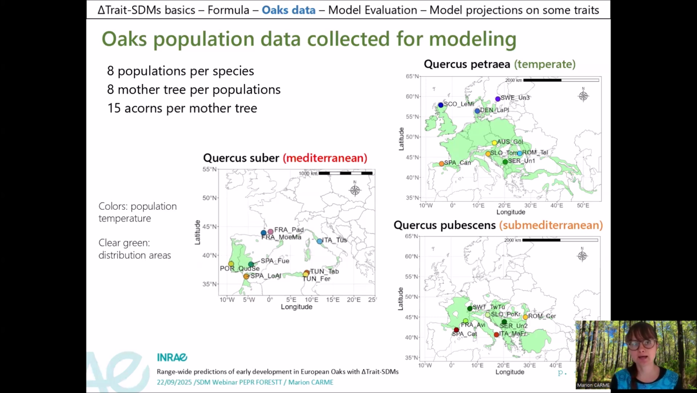Per species, we have approximately 8 populations. These are the points here, and the warmer the color of the points, the warmer the population. Per population, we have approximately 8 mother trees, and per mother tree, we have 15 acorns. Here I will focus on sessile and pubescent oak, as we already heard about cork oak in Marta's presentation.